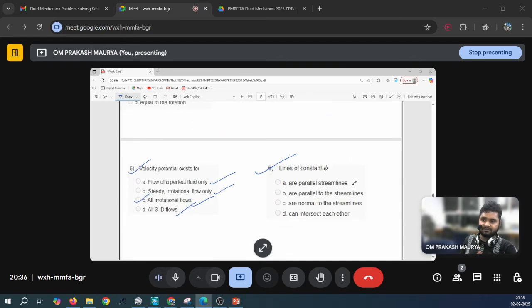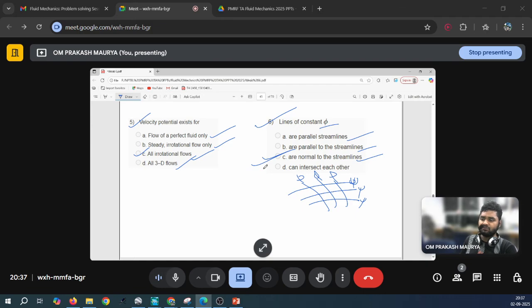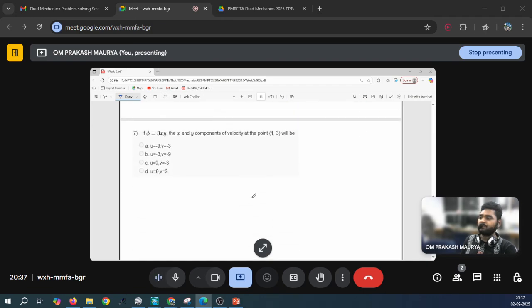Whether the option is the lines of constant phi are parallel to the streamline, or normal to the streamline. Yes, normal to the streamline. If this is a streamline, then your potential line is like that. So this will be your potential line if this is your streamline. So remember please, normal. This question is very important from the GATE point of view. I think in 2-3 times in the GATE examination I have asked. So now let us move to question number 7.